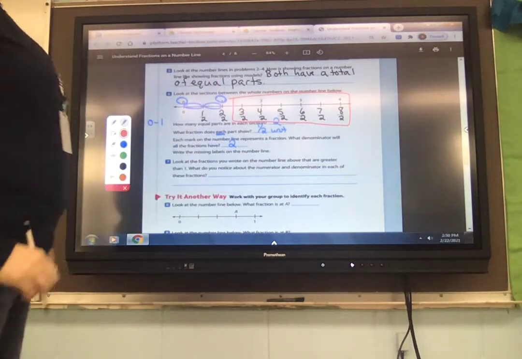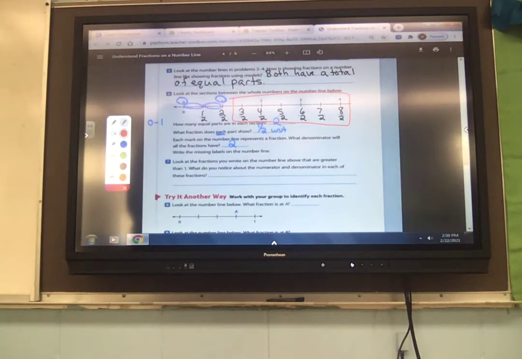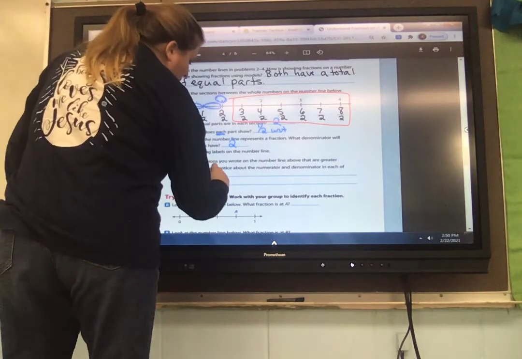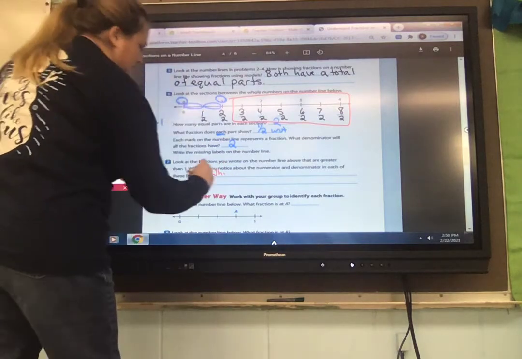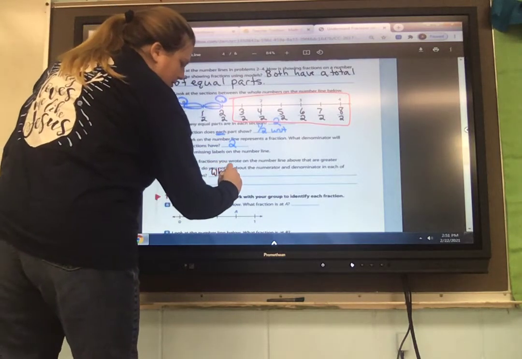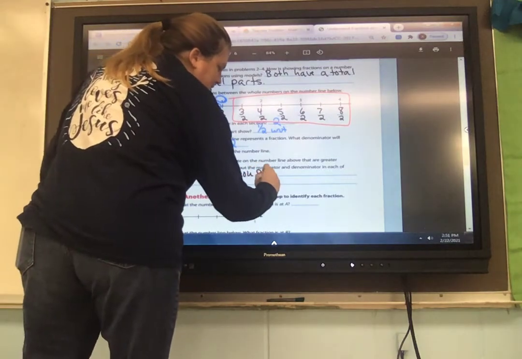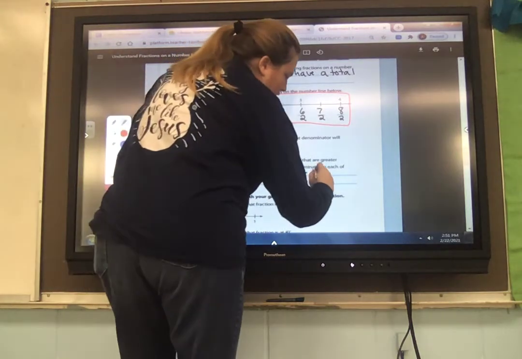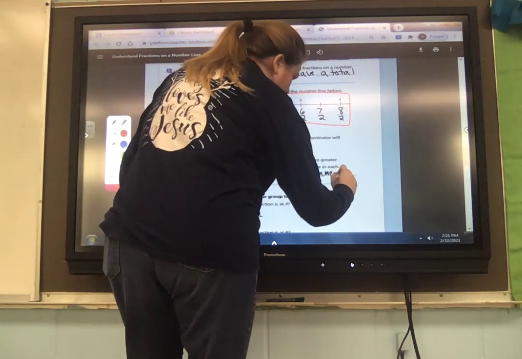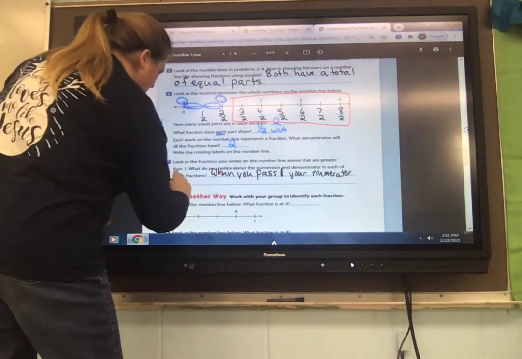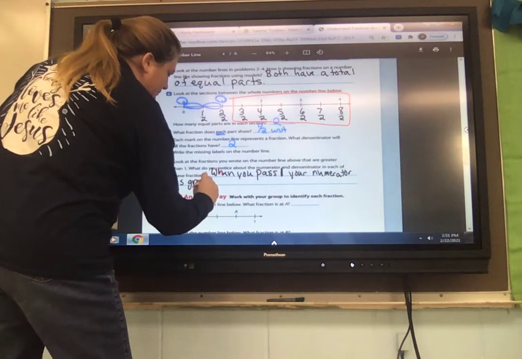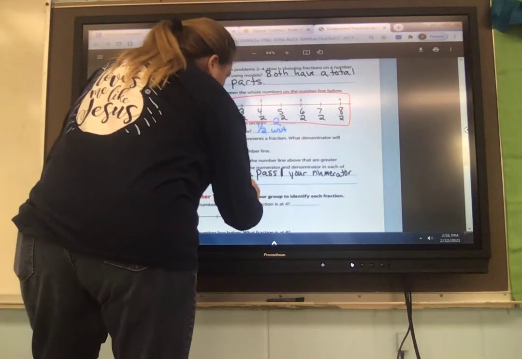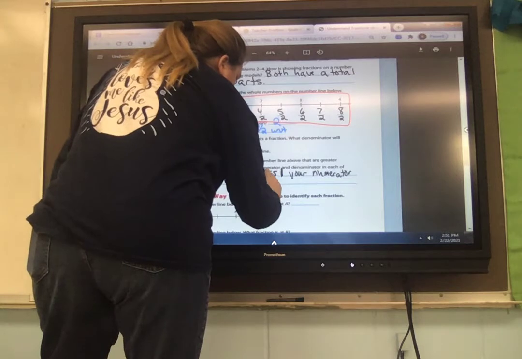I'm going to put them in a red box. What do you notice about the numerator and denominator? I've already told you this. Once you pass 1, let's do it in black so y'all can see it. When you pass 1, your numerator is greater than your denominator.